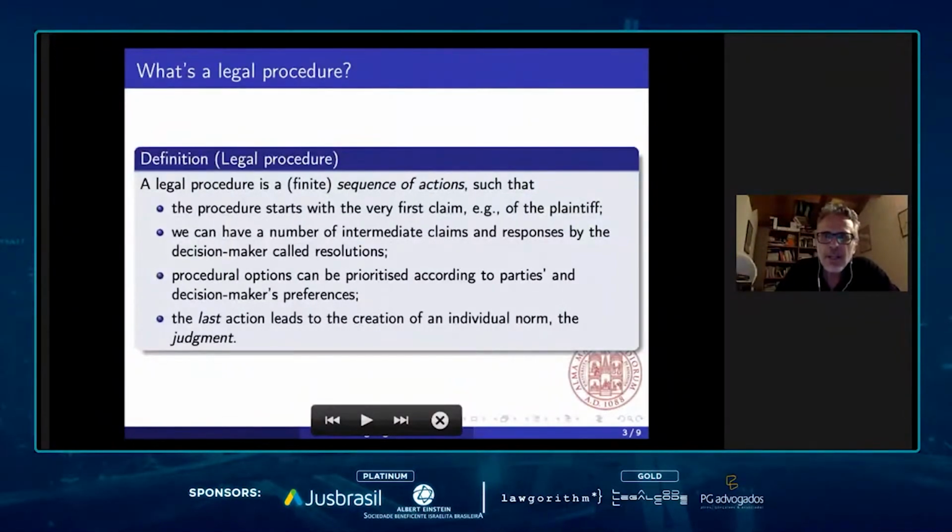So in a very concise way, we can say that the procedure is a finite sequence of actions, and the start is a first claim by the plaintiff, for example. Then we have, as I said, intermediate claims, responses. So we have claims and responses by the authority, by the decision maker, which are called the resolution. Then you may have priorities among the options in the procedure. Then we have a last action that leads to a so-called individual norm, which is the judgment.